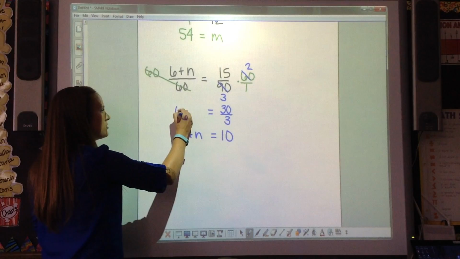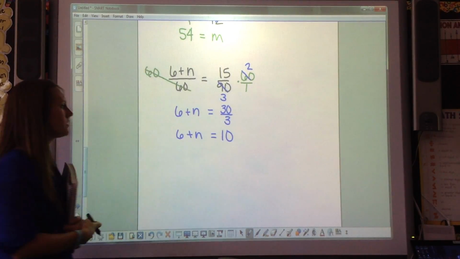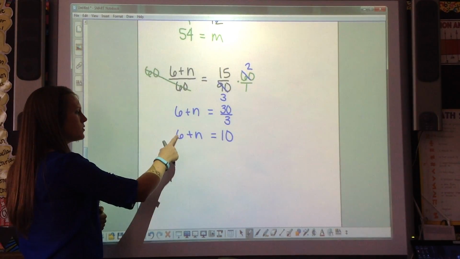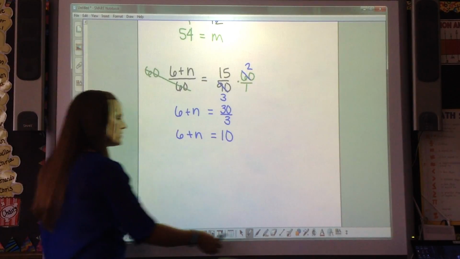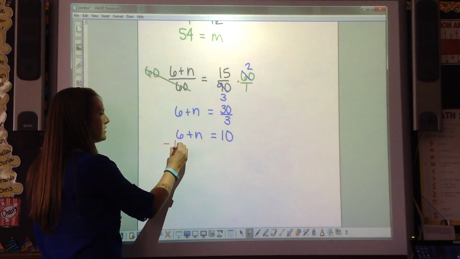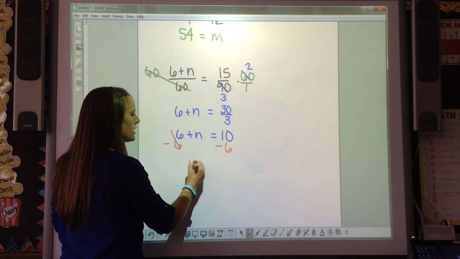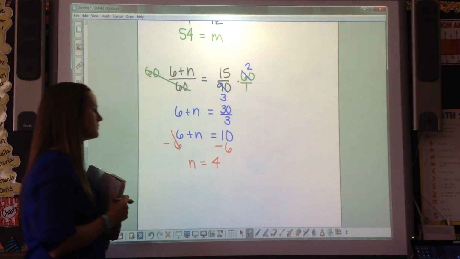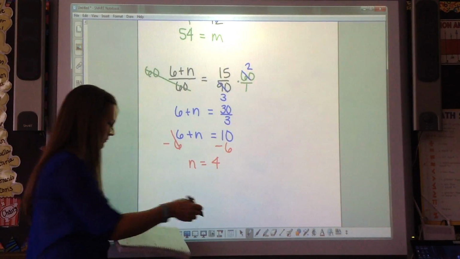I could write that here too. I didn't simplify anything on the left side. To get n by itself, I'd have to move 6. I look in the front. It's positive, so I'm going to subtract it. So I get n equals 4. Okay, your turn.